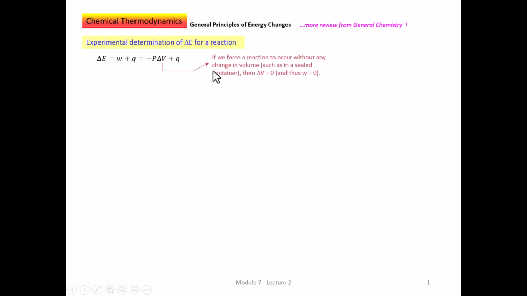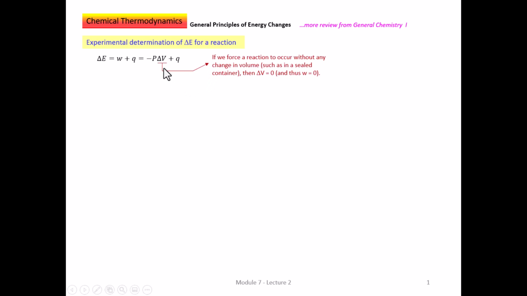Let's continue our review from General Chemistry 1 in Lecture 2 here by talking about how we might experimentally determine the value of the change in internal energy for a reaction. We'll recall that the change in internal energy, delta E, is equal to the sum of the work done plus the heat flow. And since work in chemistry is typically shown as PV work, minus P delta V, we can substitute for W, so we have the change in internal energy equals minus P delta V plus Q.